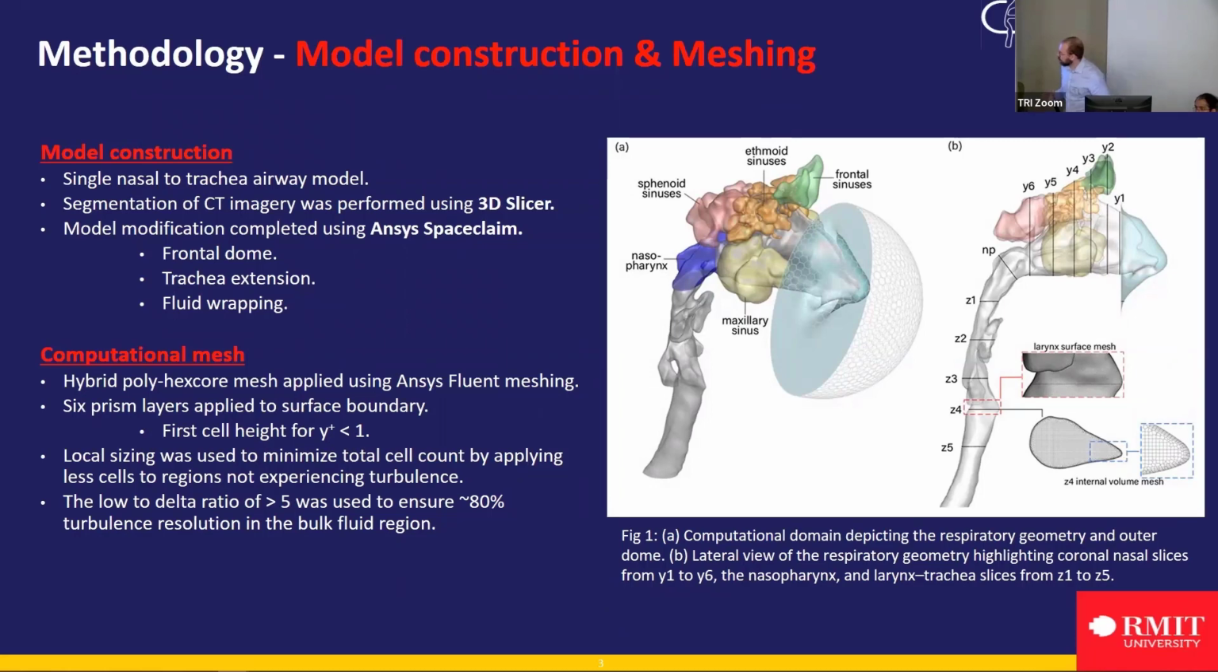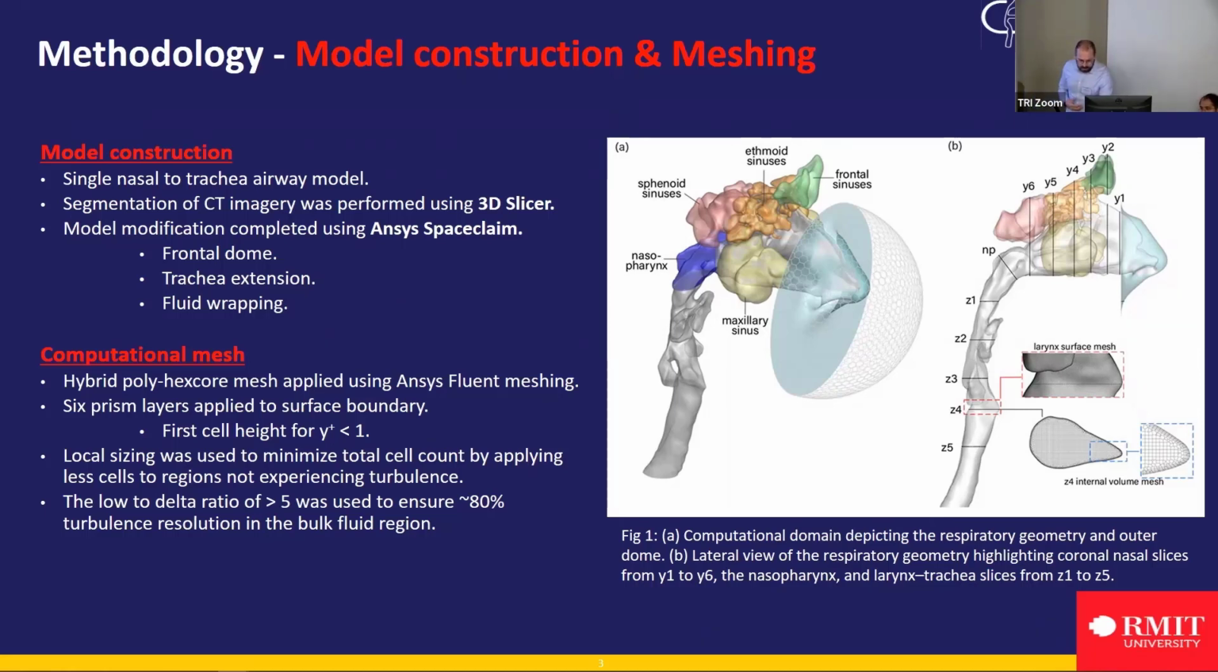The model was received from an ENT collaborating surgeon through a segmentation of CT images using the 3D Slicer software. To represent a volume of air being inhaled into the anatomy, a dome was positioned at the frontal section, you can see here, and the trachea was extended to ensure flow convergence. This was done using the ANSYS SpaceClaim software. The model was also wrapped using a fault-tolerant workflow in the ANSYS meshing software. This was to reduce leakage by covering the entire model and making it watertight.